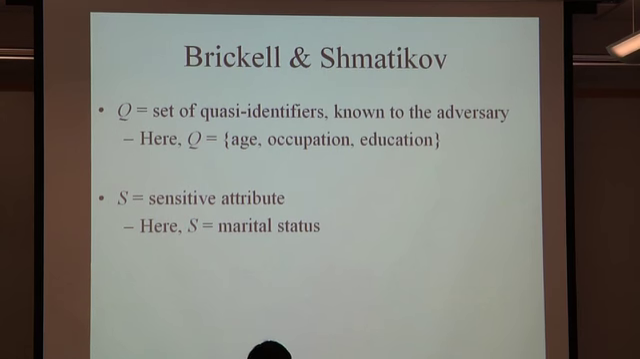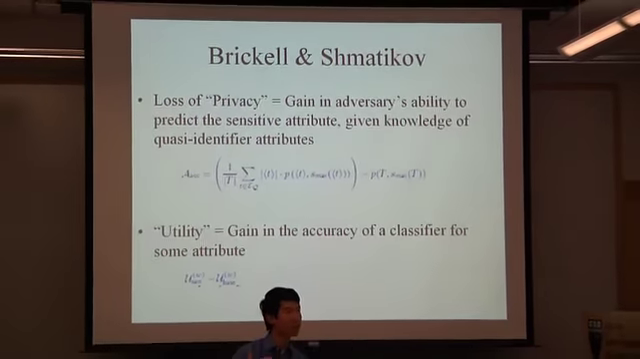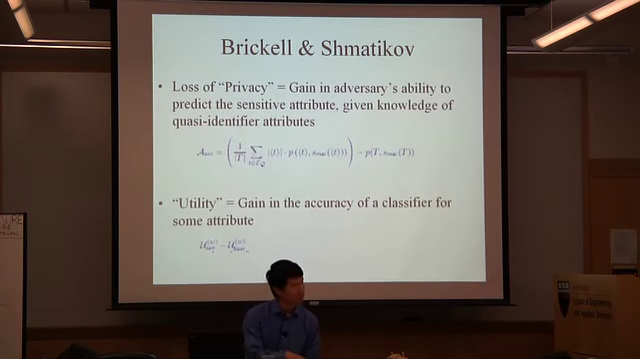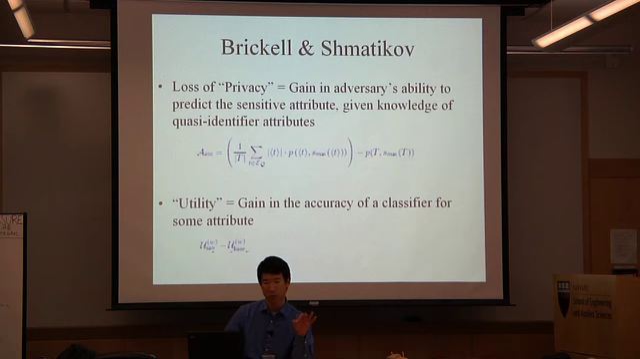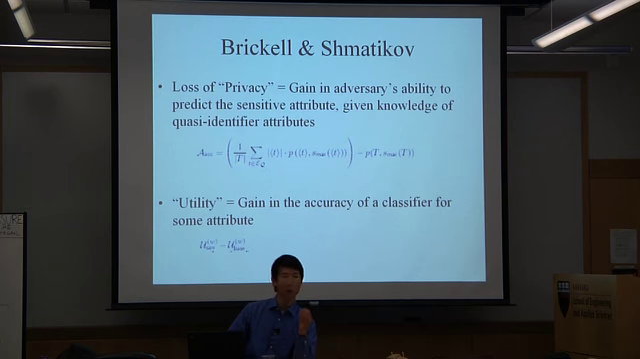And what we need to know is how they actually define the loss of privacy on the one hand and the gain in utility on the other, right? So loss of privacy here is defined as the gain in the adversary's ability to predict the sensitive attribute given knowledge of the quasi-identifier attributes. I've written the equation up here, but basically the way to read it is that knowledge of the quasi-identifiers allows the adversary to effectively break the released database into equivalence classes, into sets that the adversary would treat as functionally equivalent. In other words, all the folks that share the same quasi-identifier attributes, right?